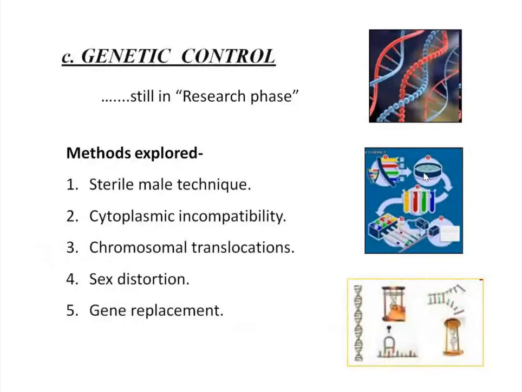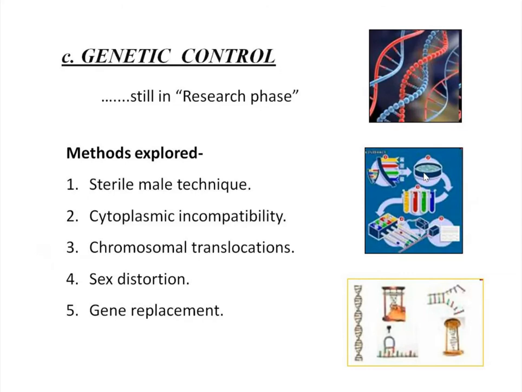Next, coming to the other method, that is genetic control. This genetic control is still in the research phase. Here, they make genetic modifications in the genetic material of the Anopheles, any vector for that matter, any mosquito. Then with these genetic changes, we can kill the mosquitoes.